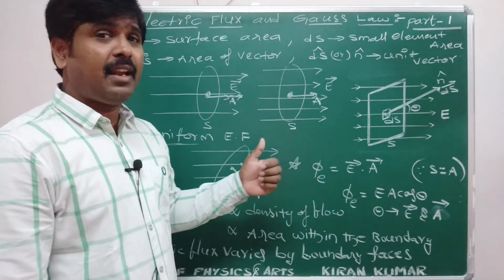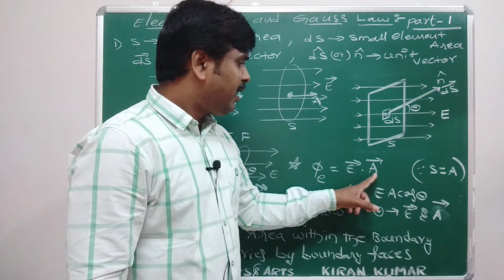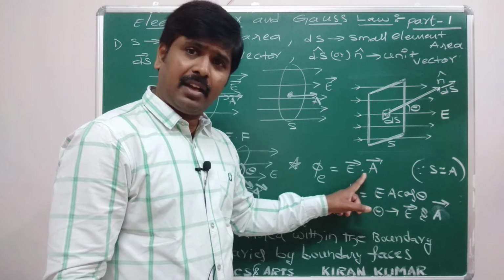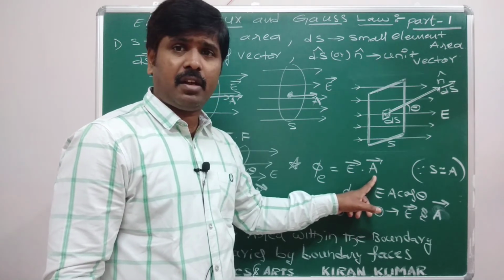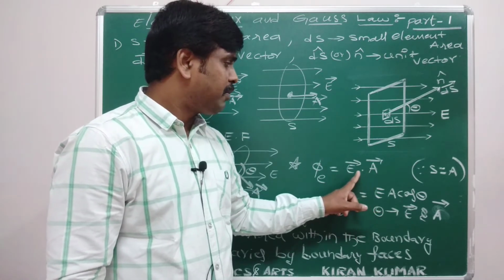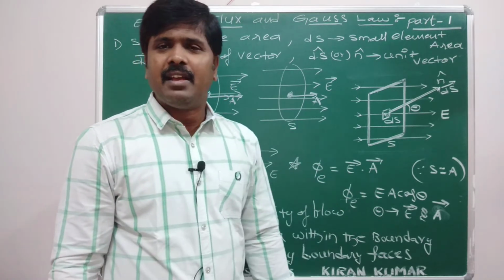It is a scalar quantity because of the E bar dot A bar dot product. Electric field is a vector, and area is a vector, but here a dot product is there. That's why electric flux is a scalar quantity.